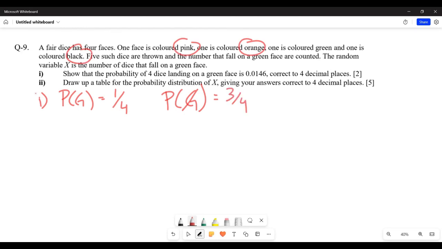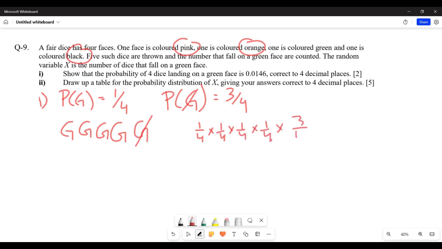Show that the probability of four dice landing on the green face is this, and there are total five dice thrown, I believe. Yes. So we have to find the probability that one of the dice falls on a green face, another one falls on a green face, another one falls on a green face, another one falls on a green face, and one does not fall on a green face. So this would be 1/4 times 1/4 times 1/4 times 1/4 times not green, which is 3/4.